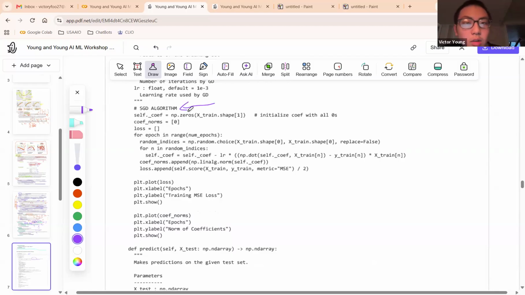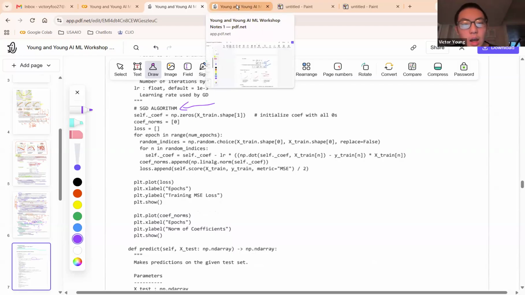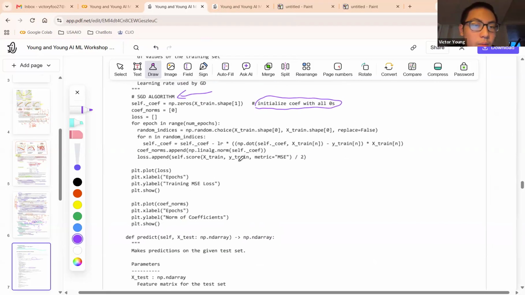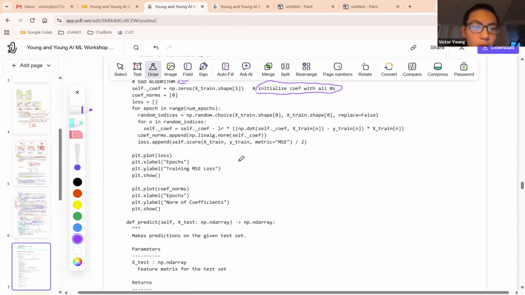Last time we learned about stochastic gradient descent, which is where we update using only one sample every time in each epoch. So here, we're going to initialize all coefficients with 0. And then this is just to keep track of the loss over time. And I'll show you the graphs later.